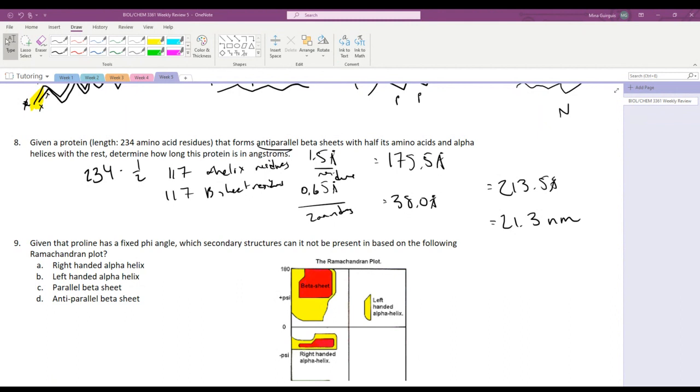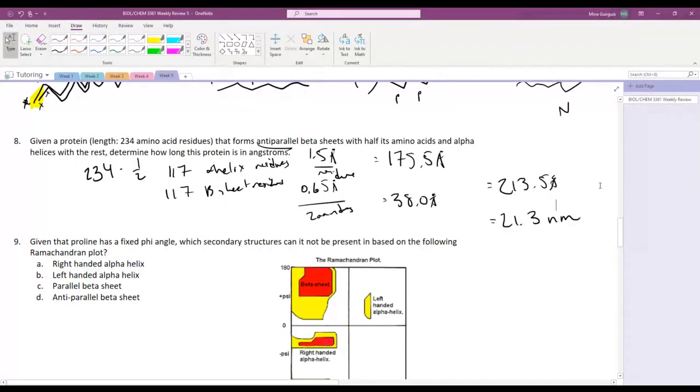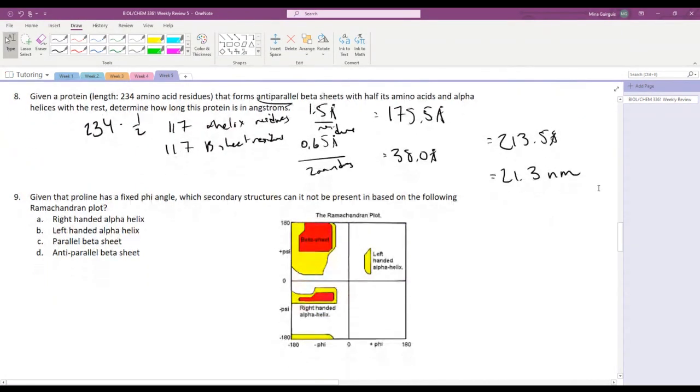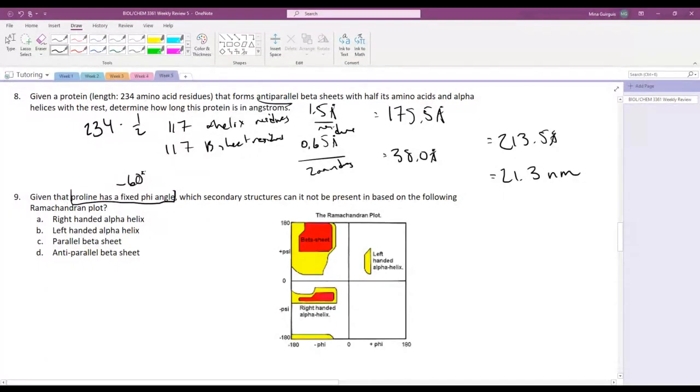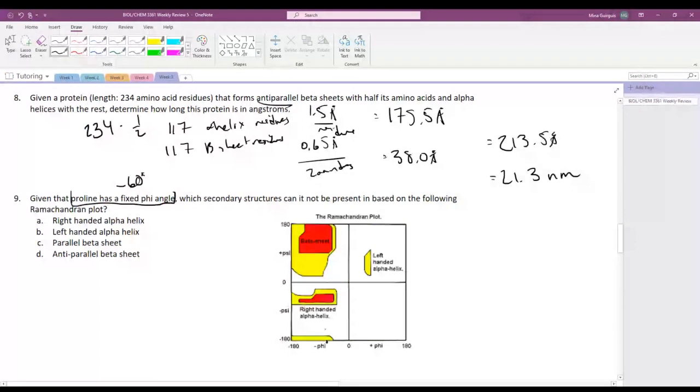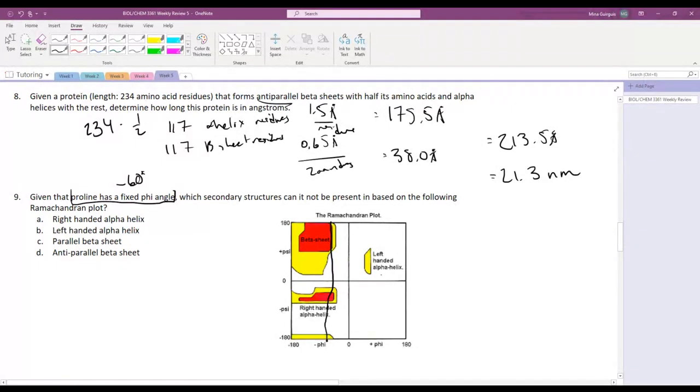So I kind of spoiled number 9 because I didn't realize it was so close. I was hoping it would be a little bit later. So I'm just gonna very briefly mention it again. Proline's fixed phi angle is negative 60 degrees, okay? Because of that, if we think of negative 60 as being about here, it can appear in right-handed helices, it can appear in beta sheets, kind of, but it's not great. It could never appear in left-handed alpha helices, and that's why this answer is B, okay? Does that make sense to us? I just want to make sure that I explained it well above, or I can re-explain it.